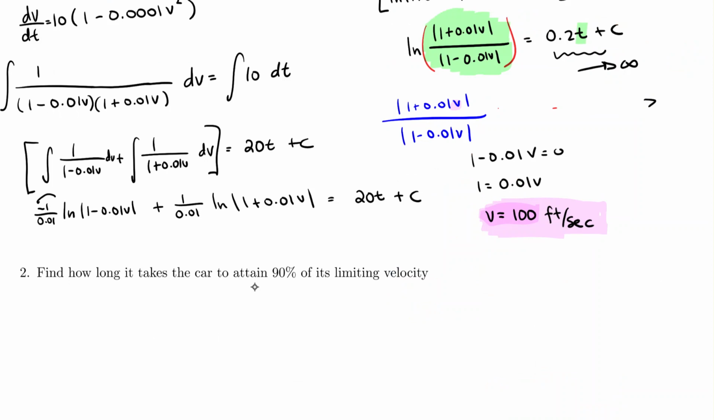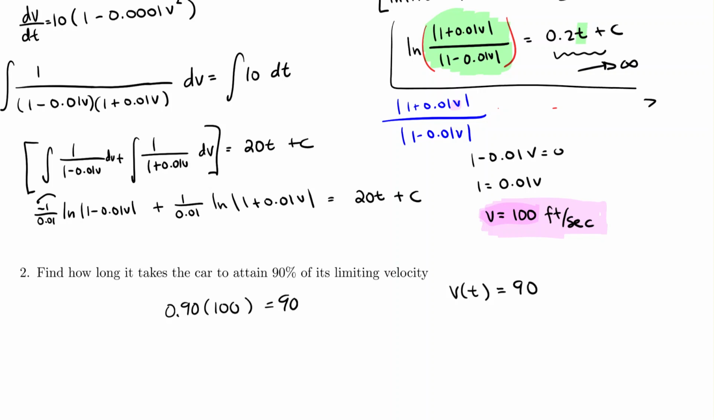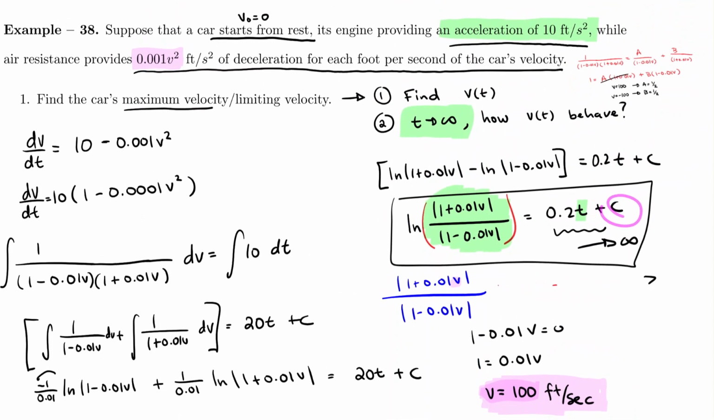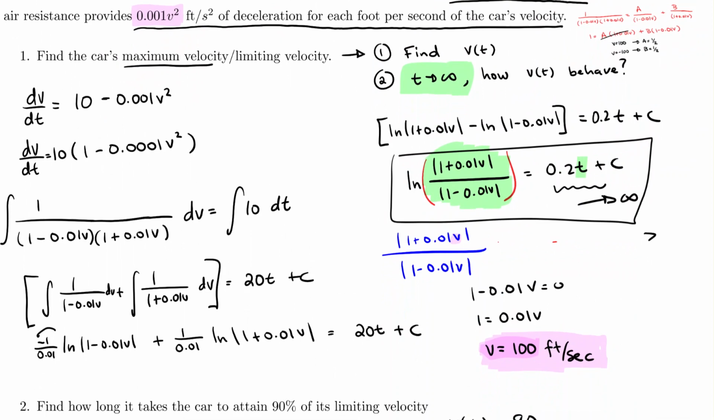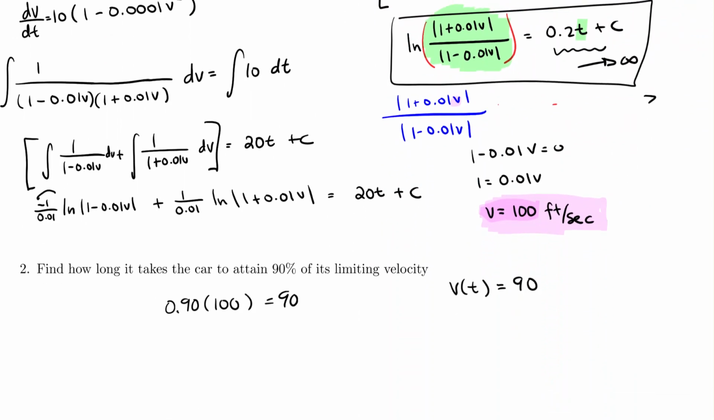Now we're asked, how long does it take to attain 90% of the limiting velocity? 90% of the 100 feet per second is 90. So we're trying to answer the question, for what t value is the velocity equal to 90? We can just plug 90 into our original equation and solve, so long as we first figure out what the c value is. And that's going to come from the fact that our car started at rest. So let's first find c, then we will solve to find at what time the velocity is equal to 90.